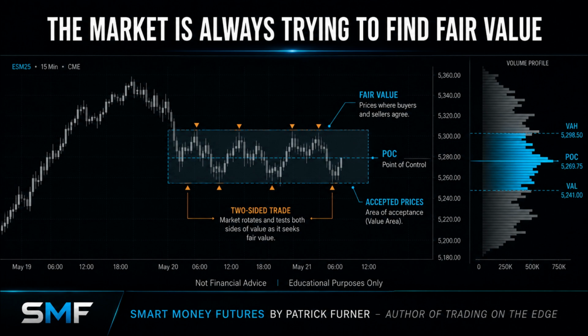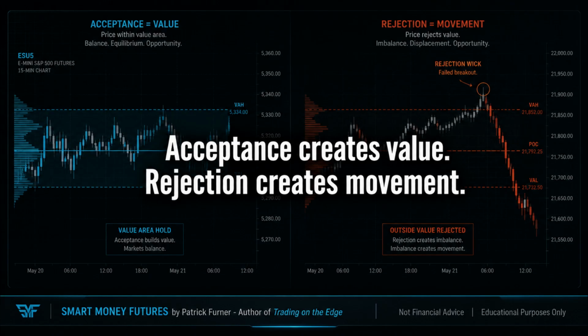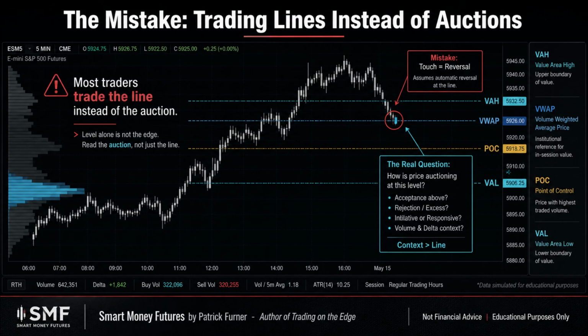When price is rejected, the market moves away quickly. That tells you one side was not willing to continue doing business there. This is the basic engine of price movement. Always remember, acceptance creates value. Rejection creates movement.